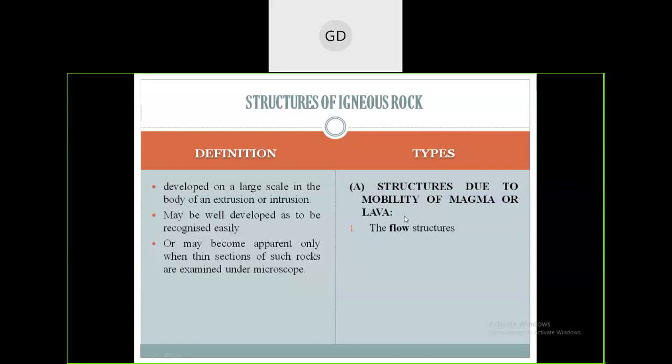Under structures due to mobility of magma or lava, there are again different types. Number one is the flow structures.